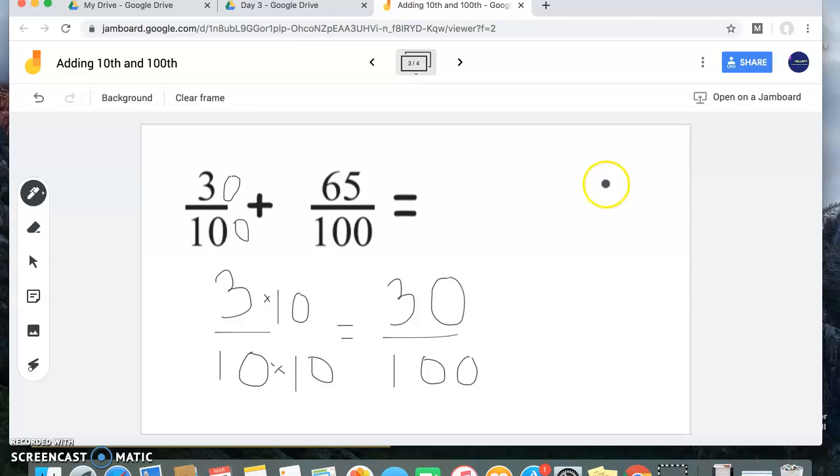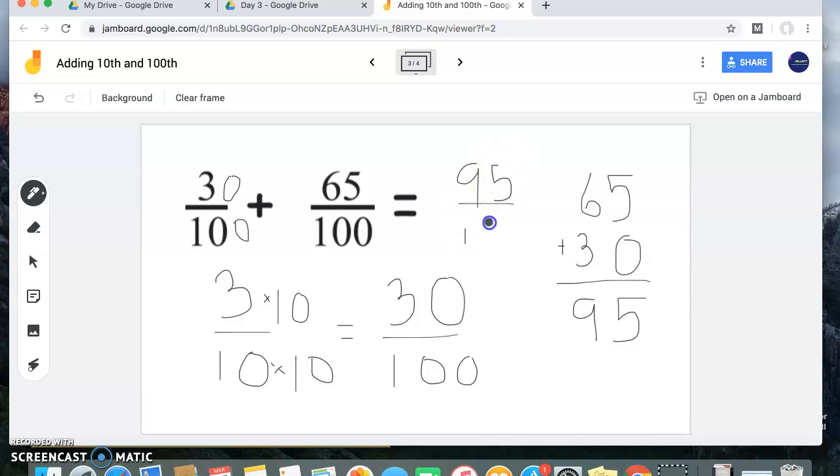Now, some of you might be able to do this in your head, but some of you might need to write out on the side 65 plus 30, which is absolutely fine. And when you're doing the problems today, this is why you need scrap paper. So now I'm going to do 5 plus 0 is 5, and 6 plus 3 is 9. So my numerator here is 95, and my denominator is 100. Notice I'm keeping the same denominator during this entire process. So the answer to this problem is 95 hundredths.